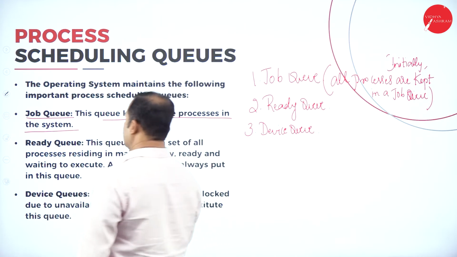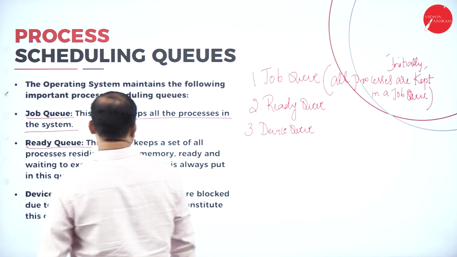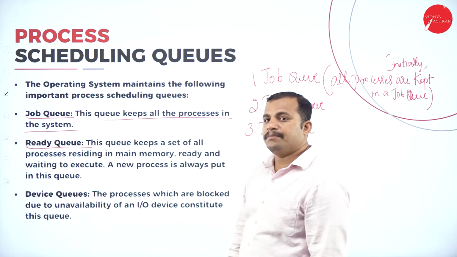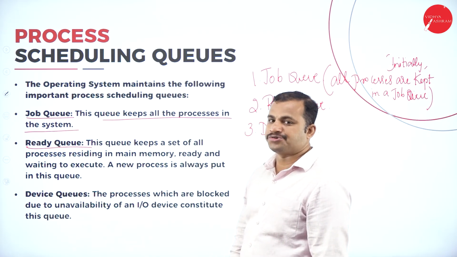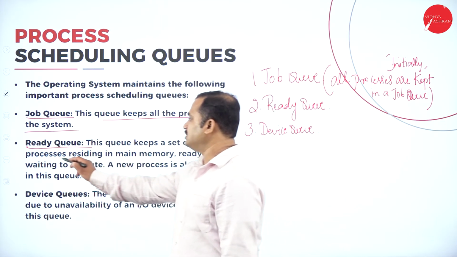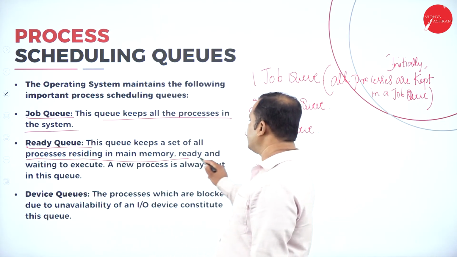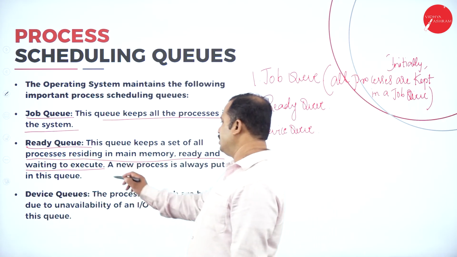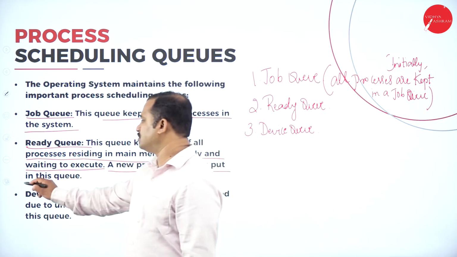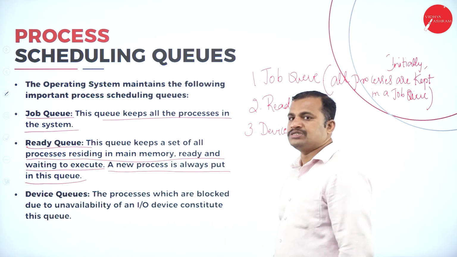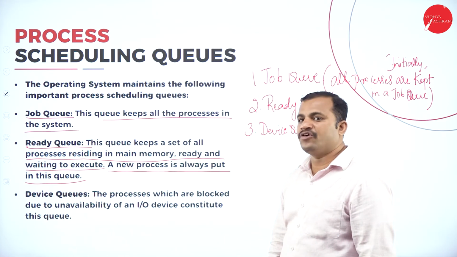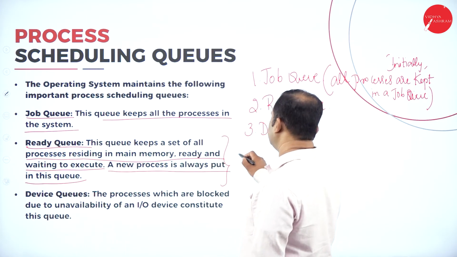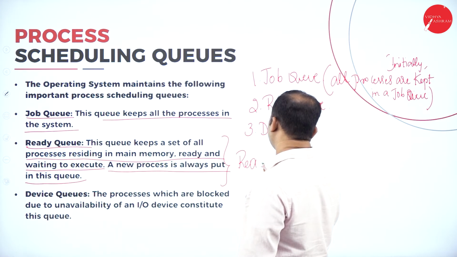Then these ready queues are responsible for keeping only the processes which are ready for execution. That means once it is ready for execution and waiting to execute. A new process is always put in this queue. That means when the new process is created and it is ready for execution, we place those processes in the ready queue.